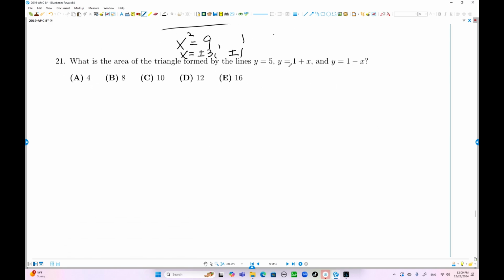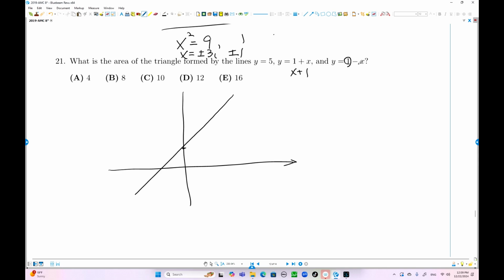The number 21, what is the area of a triangle formed by y equals 5, y equals 1 plus x, y equals 1 minus x? Maybe you can use the graph. Y equals x plus 1, right? Y-intercept is 1, slope is 1, okay? This way. This one's y-intercept is 1, slope is negative. Y equals 5 is horizontal, right? This is 5. So that's the area enclosed by these 3 lines.